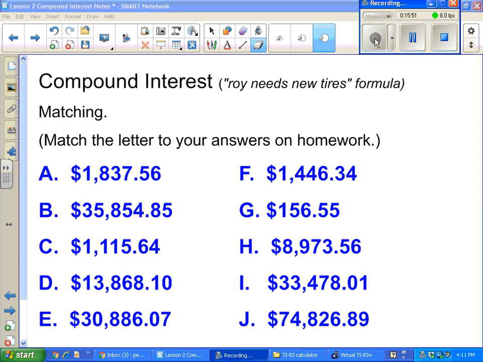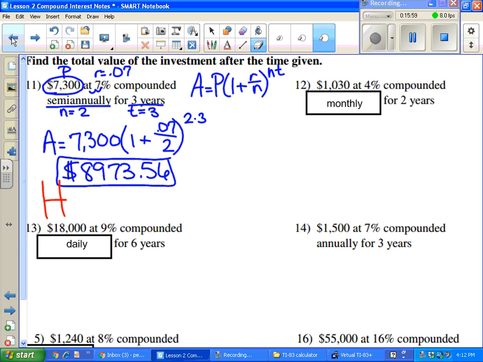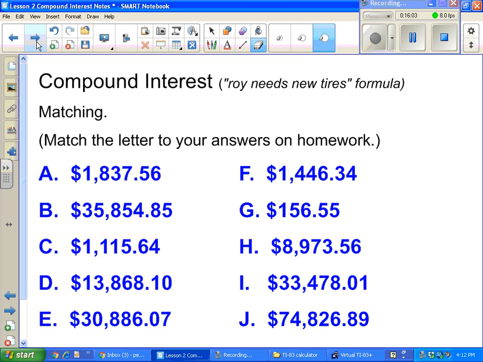So this is a calculator lesson. Pause this screen if you need to, and go ahead and do your homework, and then come back and see if you can match, just like we matched this one. We worked it out, I have an answer, and I matched it to choice H. All right, last time, you can pause it on this screen.